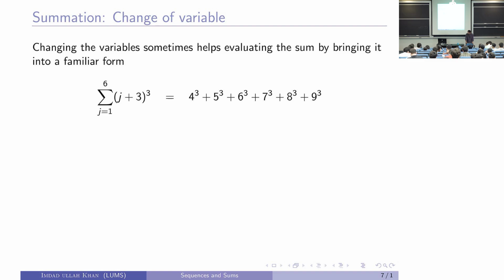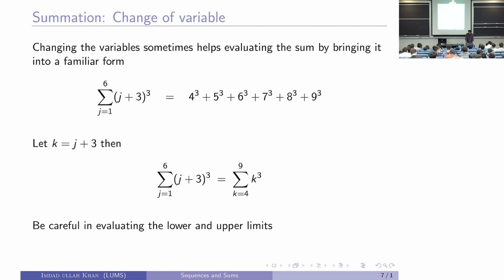So (j plus 3) cubed. What if I substitute k instead of j plus 3? So I just substitute k for j plus 3. What will happen to the summands? The summand will become, we just said j plus 3 is now k, so it will be k cubed, right? But what will happen to the indices? That has to be done carefully.